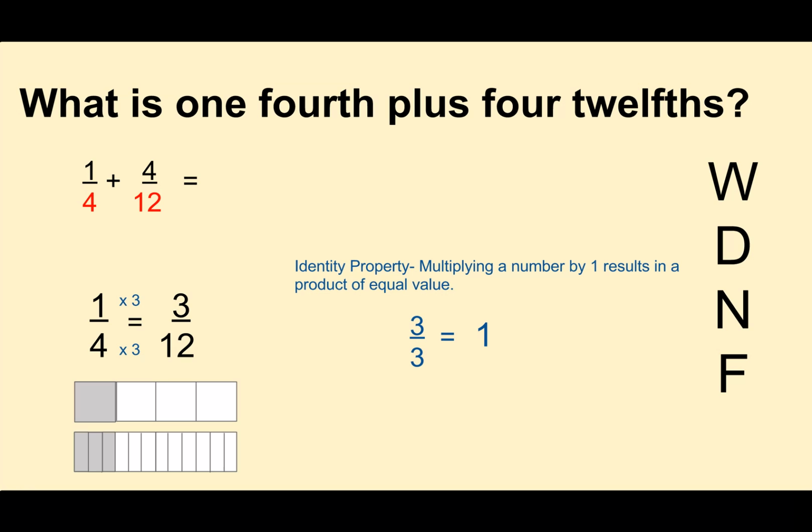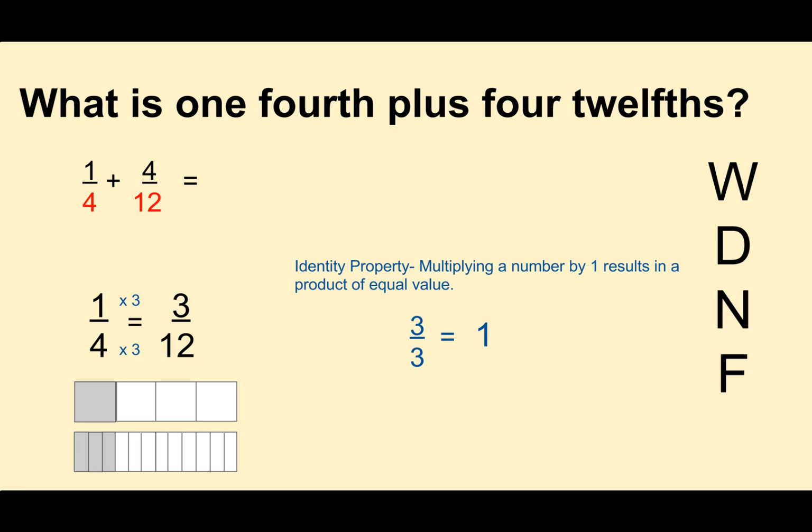And if you don't believe me, take a look at this model. Here I took a whole rectangle, split it into 4 equal parts, and shaded in one of those parts. That's 1/4. Then I took another whole rectangle. I divided it up into 12 equal parts, and I shaded in 3 of those parts. That's 3/12. And as you can see from my model here, 1/4 is equivalent to 3/12.